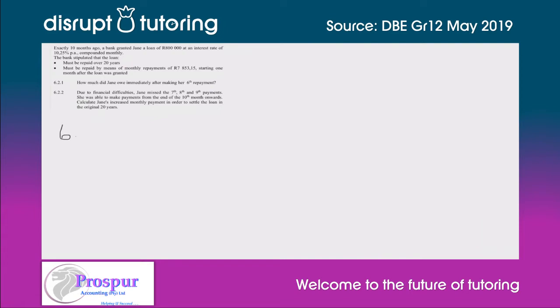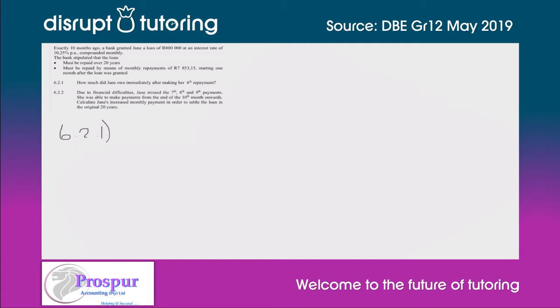Right, so let's see how we can do this one. So we know that the present value of this particular loan is 800,000 Rand, and we know that she's paid six payments of the 7,853.15. So we need to try and find out how much did she owe immediately after that 6th payment. So what is the present value after that 6th payment?